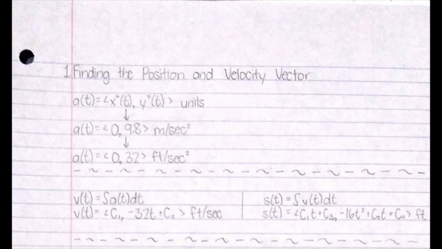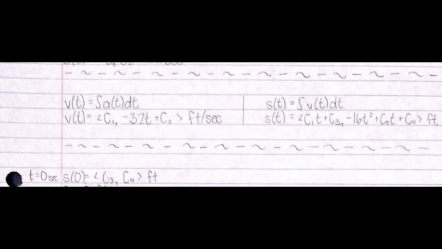The velocity vector is the integral of the acceleration vector, which is c sub 1, negative 32t plus c sub 2 feet per second. The position vector is the integral of the velocity vector, which is c sub 1t plus c sub 3, negative 16t squared plus c sub 2t plus c sub 4 feet. Now we just solve for our c values.